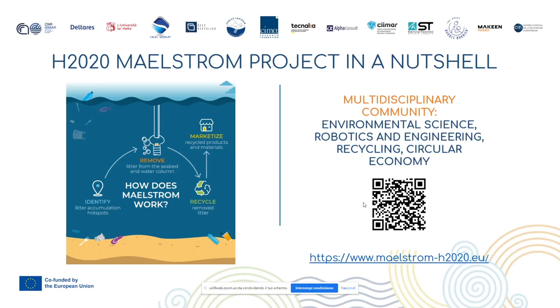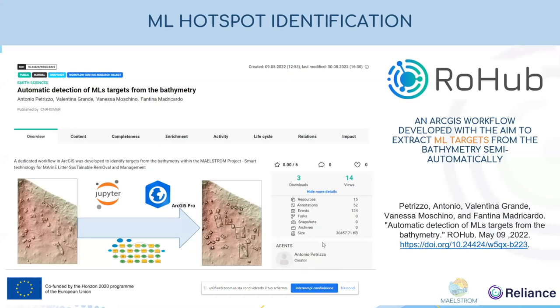So we produce new products. The project has 14 European partners, and it represents a fully multidisciplinary community, since it involves environmental scientists, experts in robotics, engineering, recycling and circular economy. Of course, we also want to check the environmental sustainability of all the technologies that we are developing. I just want to show you an example of a research object that we developed during the project.